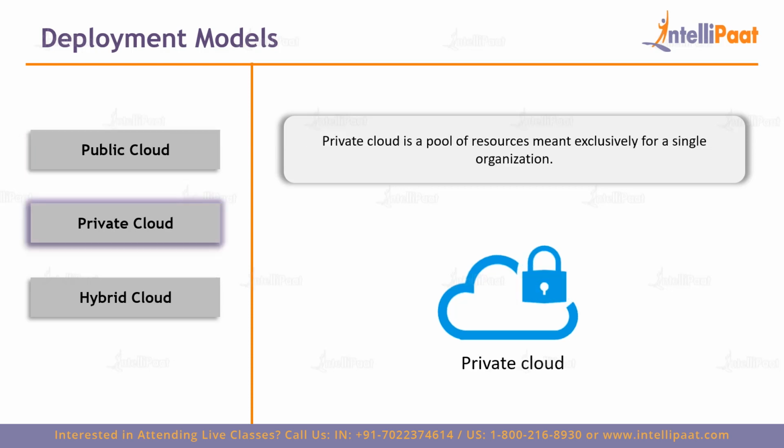And then private cloud. So private cloud is a pool of resources meant exclusively for a single organization. This can be the on-premise setup as well as a private cloud using a cloud provider like Azure. So if it is an on-premise setup, you have all your servers and all the servers are yours because you bought them, you configured them, and it is your network. So that is your private cloud. Or you can get certain services from Azure and then you can set it up privately.